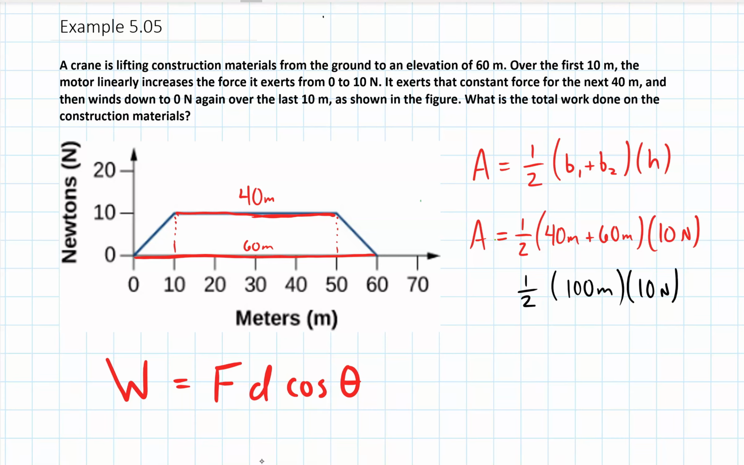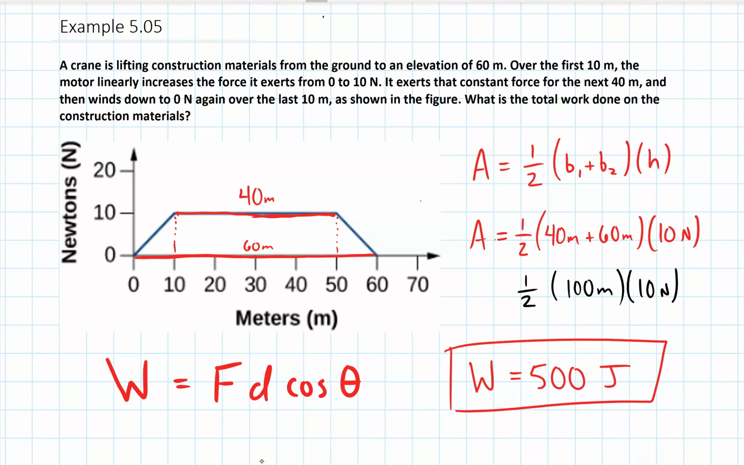So when we multiply all that together, we end up with the area being the work. We have a work of 500 newton meters. Well, remember, 1 newton meter is equal to a joule, so we have a work done of 500 joules. Okay, so just remember, with a force versus distance graph, we can use the area to get the work being done.